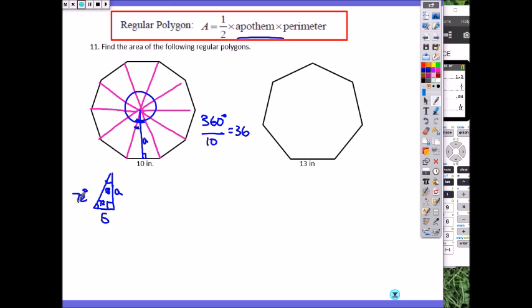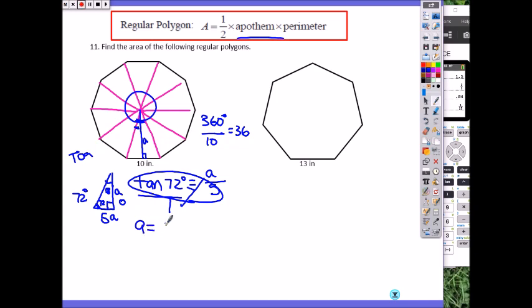So if we use this angle as theta, this is your opposite, and you have adjacent, right? So you use tangent of theta, 72, equals opposite over adjacent, SOHCAHTOA, TOA. Opposite is A, the apothem, the height that we're looking for. Adjacent is 5. So now what do we do? Cross multiply them. So A, your apothem, equals 5 times tangent of 72.